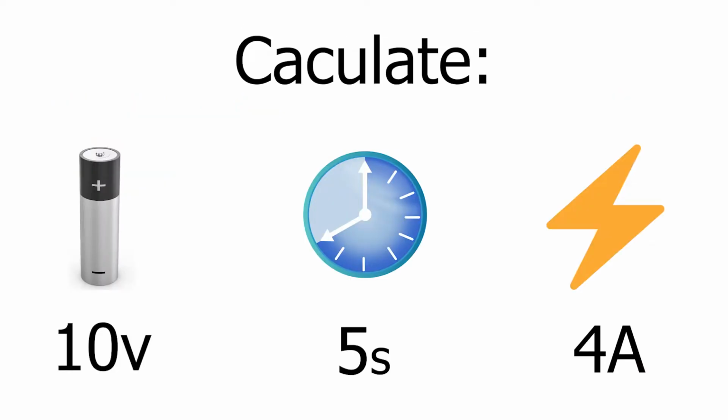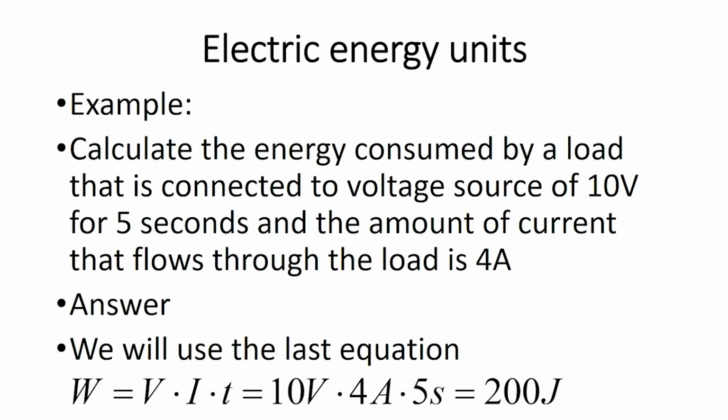Example: calculate the energy consumed by a load that is connected to a voltage source of 10 volts for 5 seconds and the amount of current that flows through the load is 4 amperes. Answer: we will use the last equation, W equals V times I times T, which in this case is 10 volts times 4 amperes times 5 seconds, that gives 200 joules.